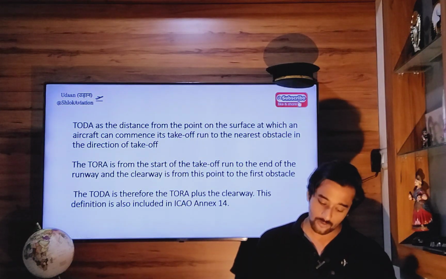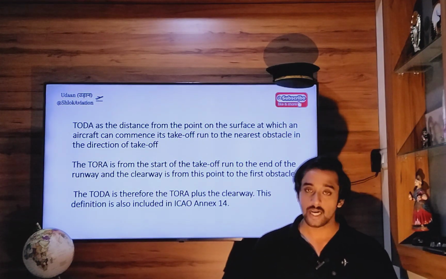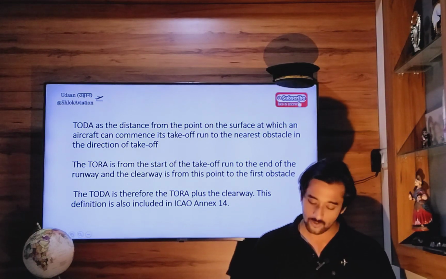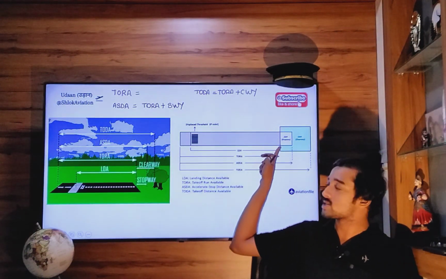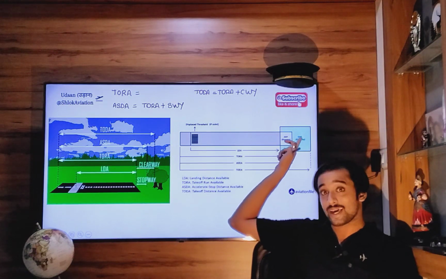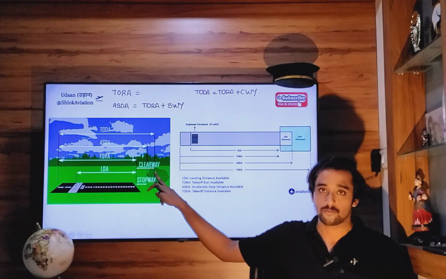Next, the takeoff run is from the start of the takeoff run to the end of the runway, and the clearway is from the end of the runway to the first obstacle. So clearway begins where the runway ends, and it ends where the first obstacle appears in your takeoff path.